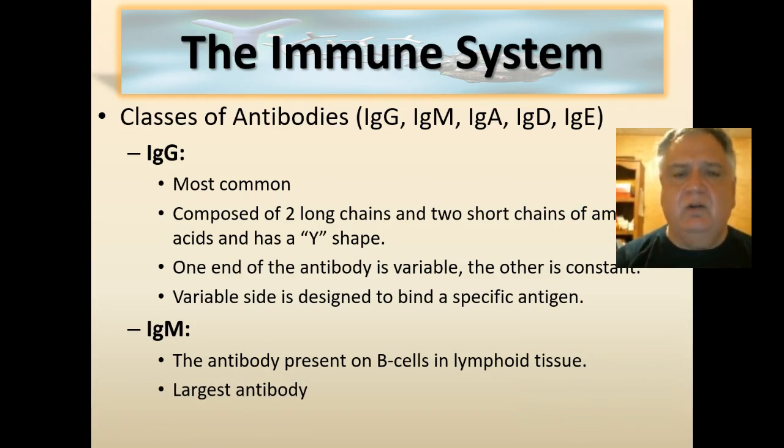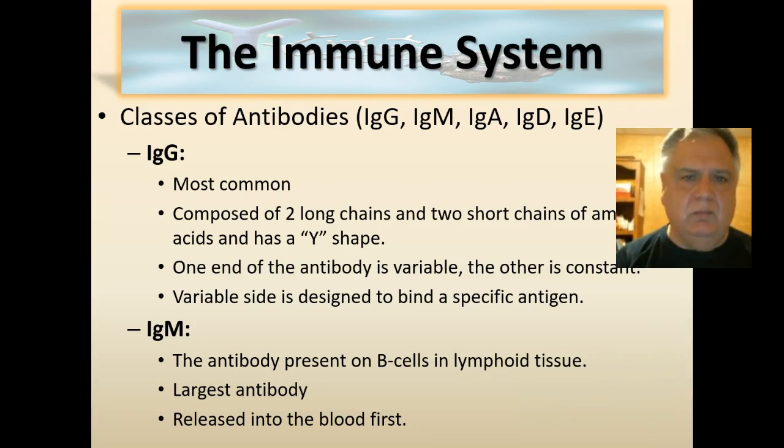IgM antibodies are the largest of all the antibodies. They're actually groups of 5 monomers linked together, 5 distinct individual antibodies linked together. And IgM antibodies are the ones that are released into the blood first. So if IgM antibodies are released into the blood first, why is IgG the most common?